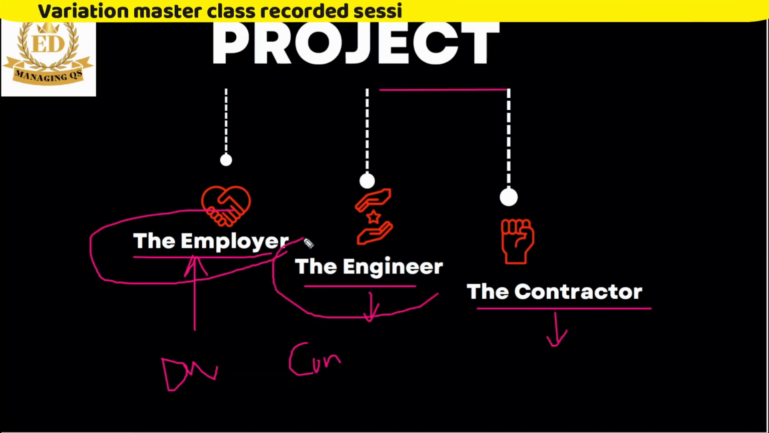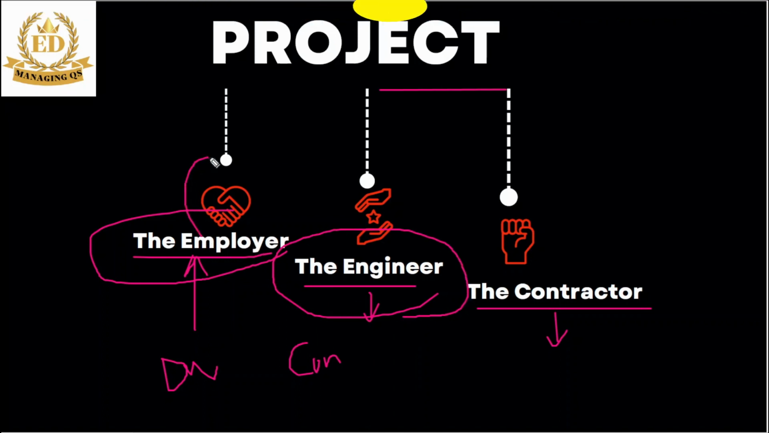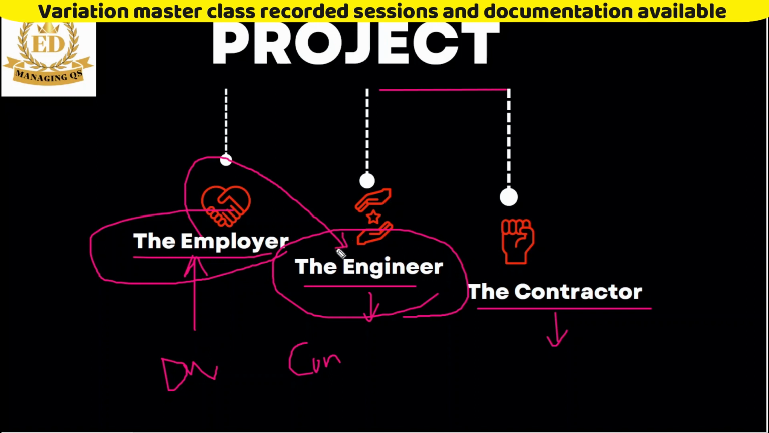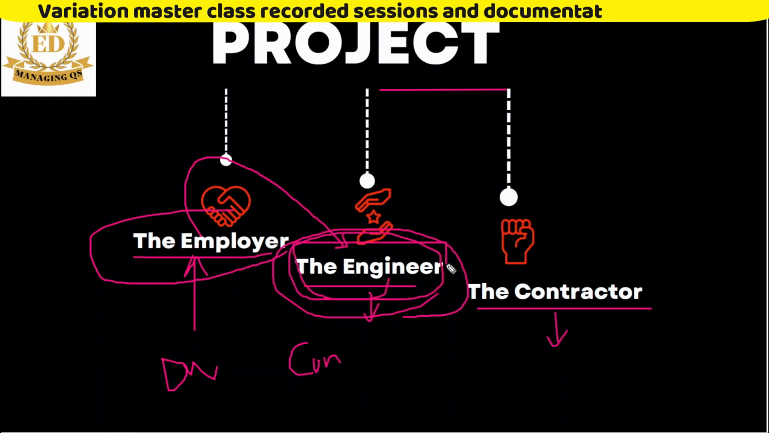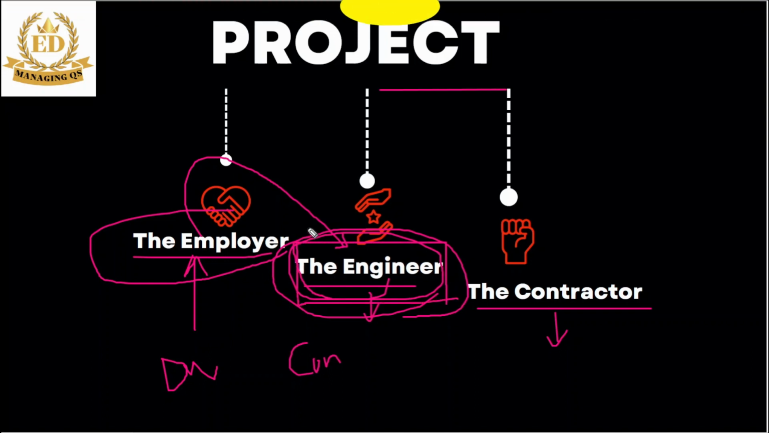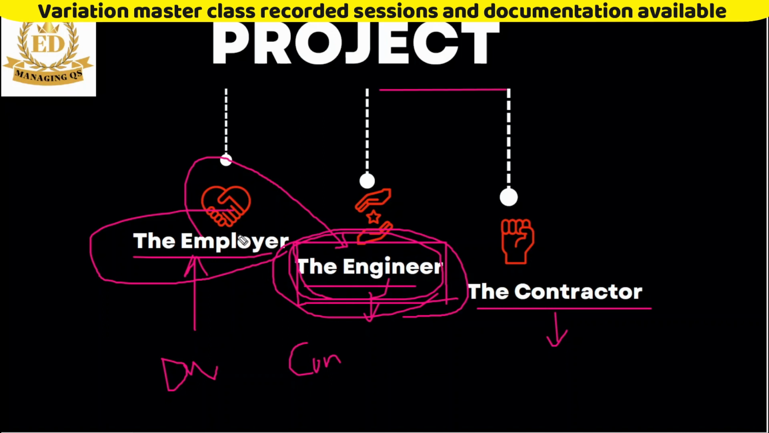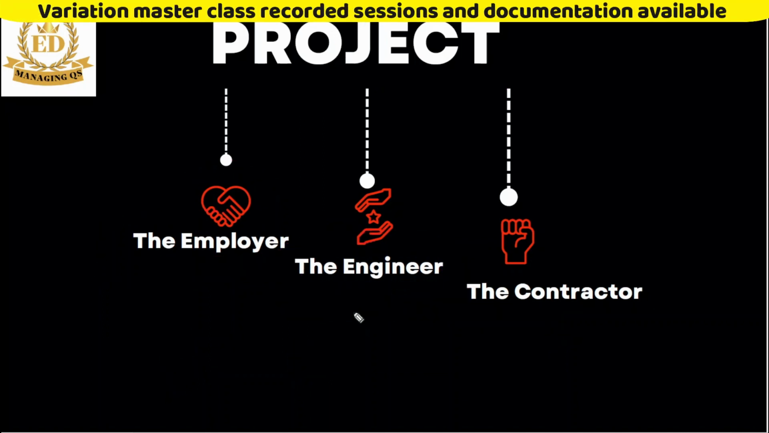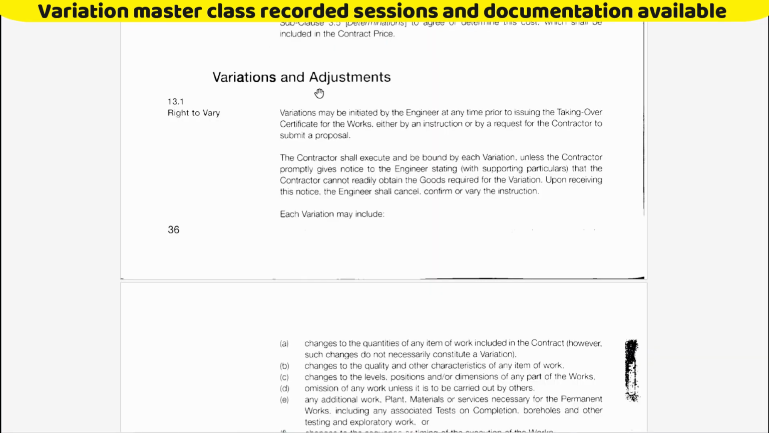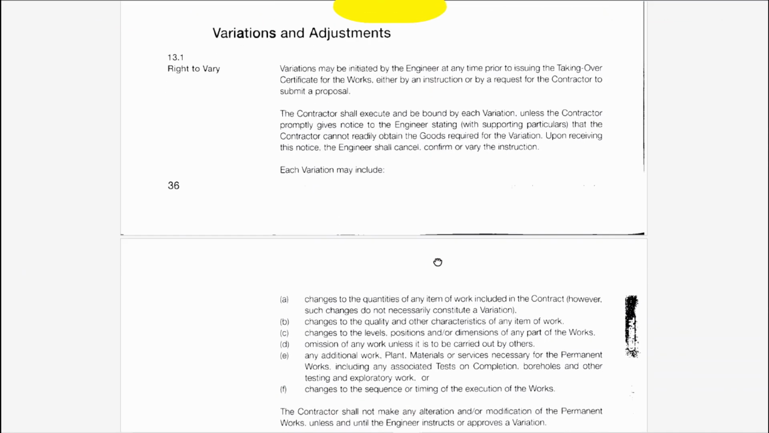This engineer is appointed by the client directly. He is the client representative. He has the full right to control the project on behalf of the employer. So we have to understand these 3 terminologies first. Now I will move to the variation.